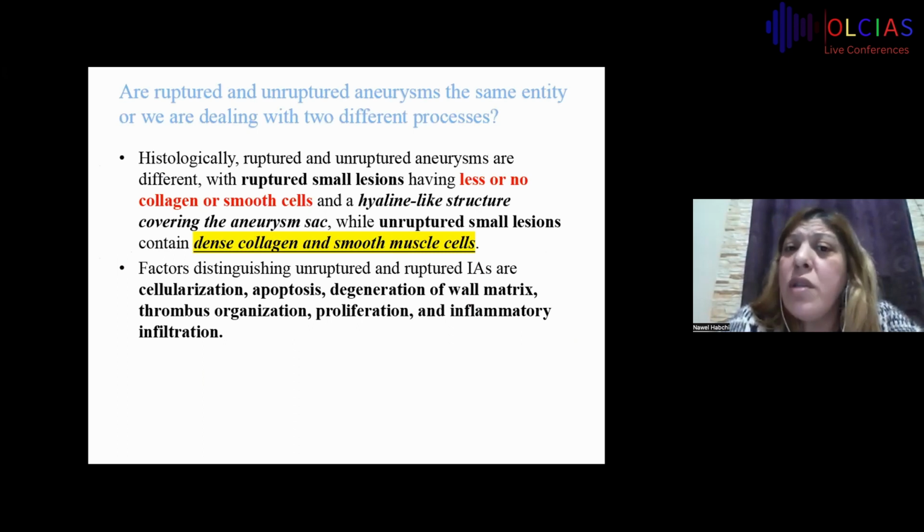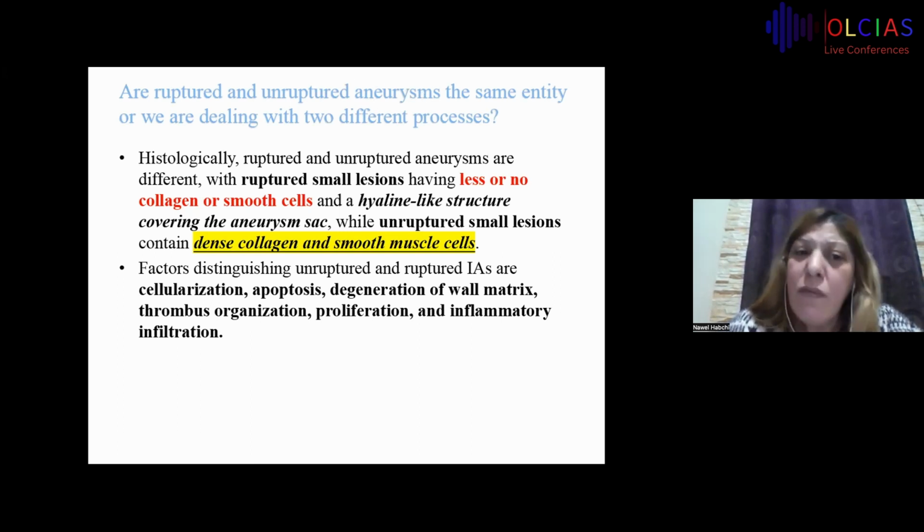Histologically, the ruptured and unruptured aneurysm are different. In the case of the unruptured aneurysm, the small lesion, as I said before, has little or no collagen and few smooth muscle cells. While in the case of the ruptured lesion, the aneurysm contains dense collagen and smooth muscle cells. This is the difference between the 2 kinds of aneurysm, ruptured and unruptured.